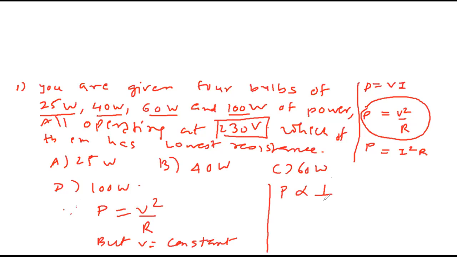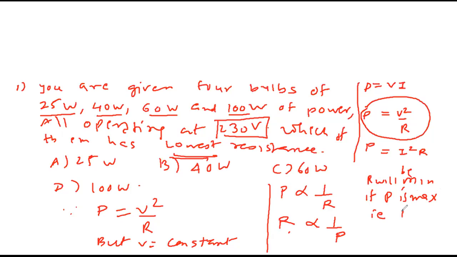So power is inversely proportional to resistance. That means resistance is inversely proportional to power. What is the meaning of inverse? If power is more, resistance is less, correct? Resistance less. So we want the lowest resistance. So R will be minimum if power is maximum, correct? That is here 100 watt. Followed? Solve, sir.